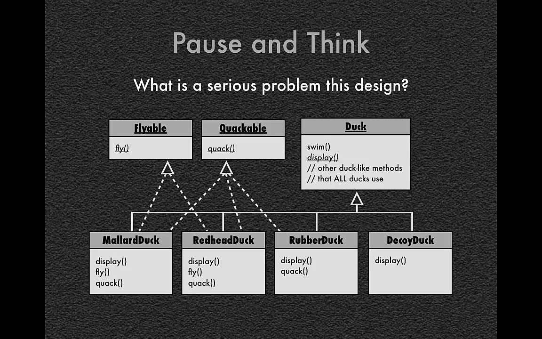However, I think the most obvious problem is that you now have duplicate code. And it's not duplicate code that does nothing. It's duplicate code that does something. The fly method and the quack method in mallard duck and redhead duck, and for that matter, any other duck that behaves like a normal duck, will have to implement the exact same code in the exact same way. And the code would have to be kept in sync while the software is maintained. Needless to say, this is not an acceptable option.